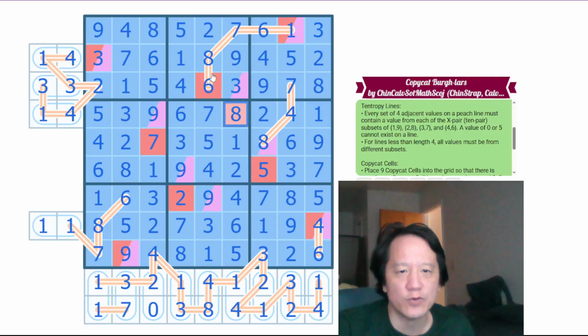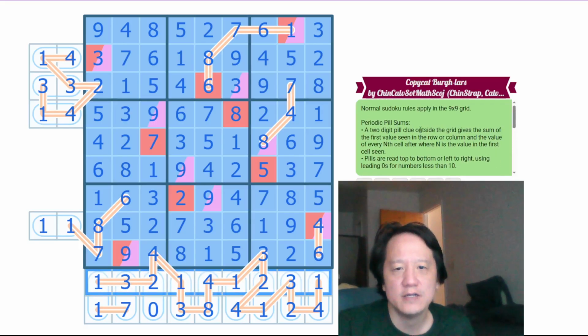Yeah, fairly straightforward. I did like the logic for the break-in. That was a very interesting logic there of what the periodic sums had to be.